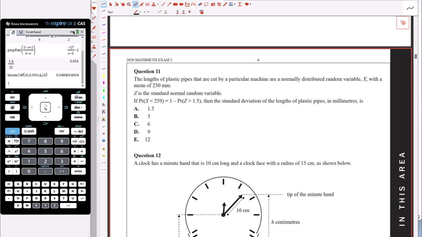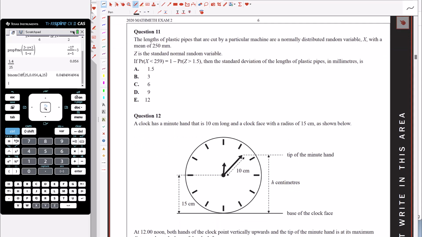Alright, question 11. The lengths of plastic pipes that are cut by a particular machine are normally distributed random variable X with a mean of 250 millimeters. Z is the standard normal random variable. If the probability of X being less than 259 is 1 minus the probability that Z is bigger than 1.5, then the standard deviation for the lengths of plastic pipes in millimeters is.